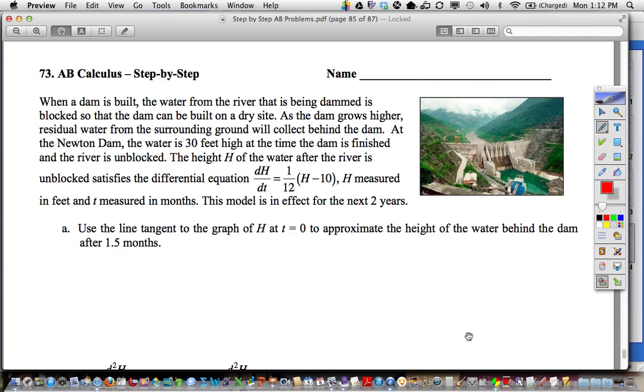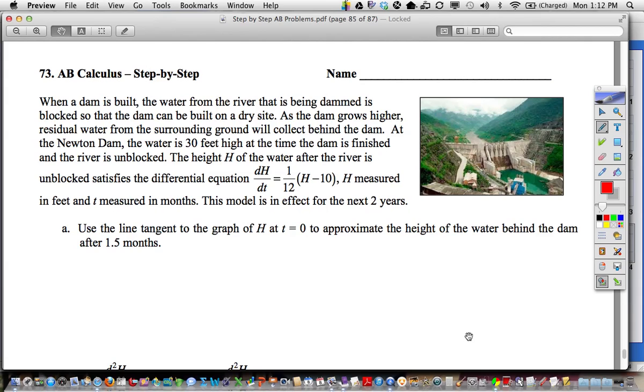Okay, everybody understand what's happening here? They block the river so it's dry so they can build the dam. As they're building the dam, even though the river's blocked, the groundwater is seeping through and starting to collect and rise up behind there. As they build the dam, they're getting some water behind there. And at the time they finish the dam, the water's 30 feet high behind the dam, and then they unblock the river, and of course it all fills up then. And this differential equation models how fast the water rises after they unblock the river. Okay, this is how fast the water rises behind the dam.